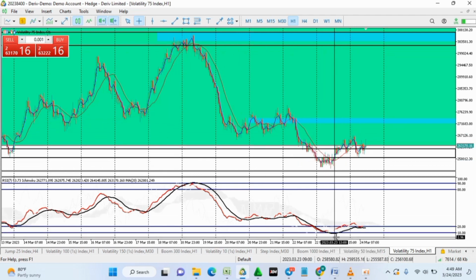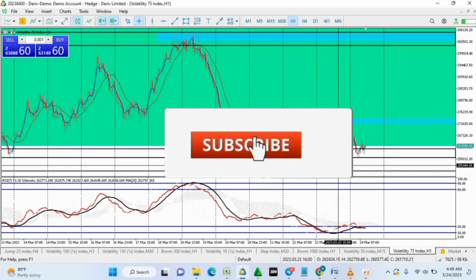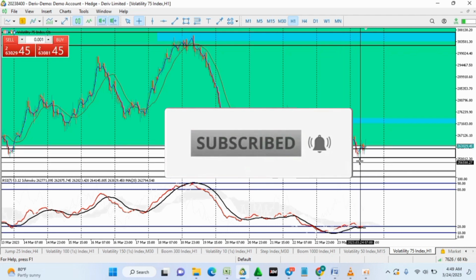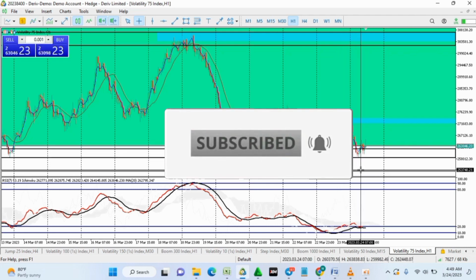So now that price is already here, I'm also looking for buys right here. I've been buying from here up to here, but I'm looking for another entry, guys.